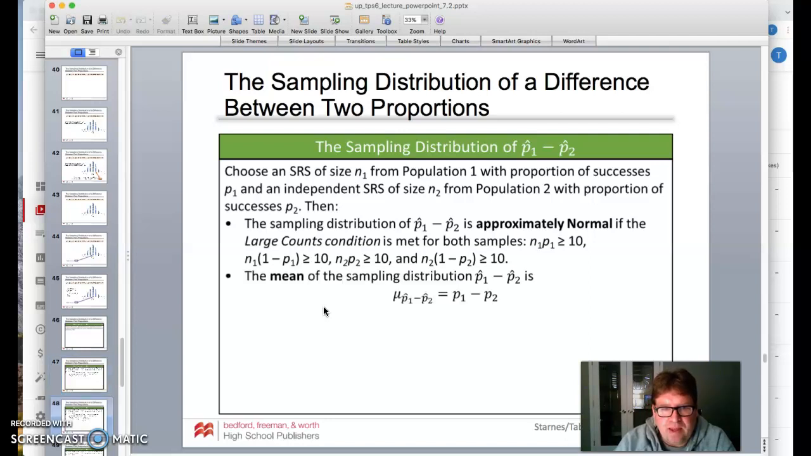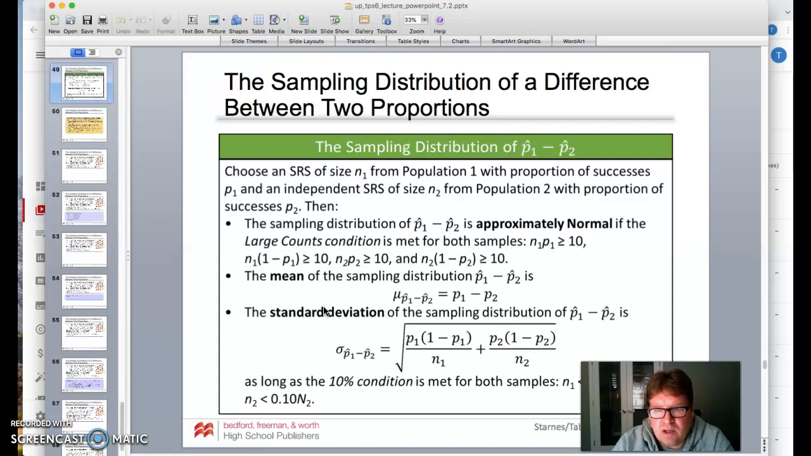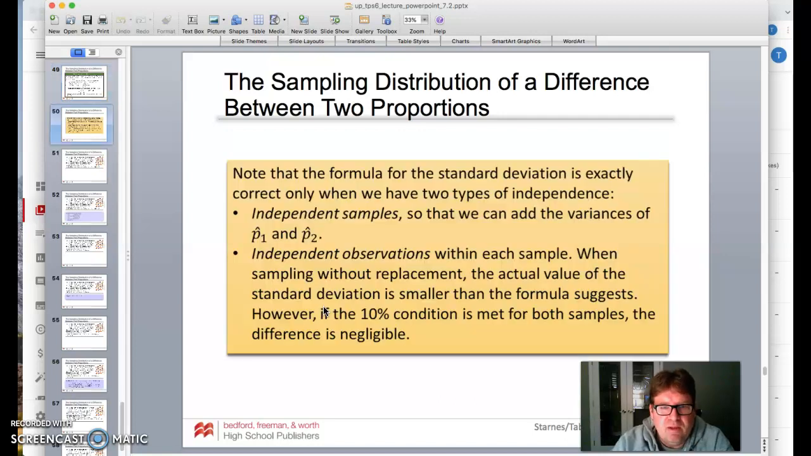And then the mean is just the difference between the means of the populations, so again, we take P1 minus P2. For the standard deviation, we find the variability of each population, add them together, and take the square root. And again, as long as the 10% condition holds true, the formulas hold true. Okay? So again, the formula for the standard deviation is exactly correct when we have two independent samples.